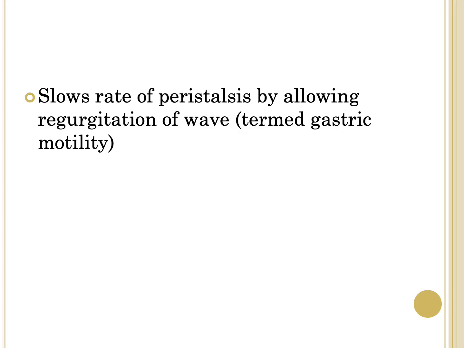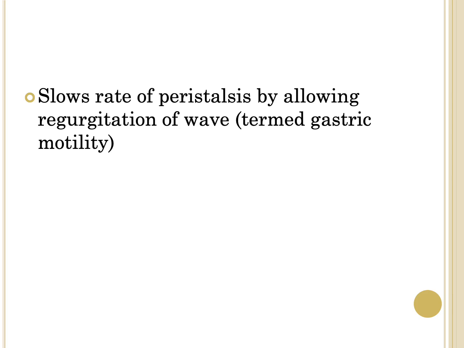Now, what ends up happening is that when we get to the stomach, we slow down this rate of peristaltic motion, allowing for increased activity and increased interaction between the digestive enzymes and solutions and the food materials itself. The motility that we see within the stomach is going to be referred to as gastric motility. The motility within the esophagus is referred to as esophageal motility. The motility within the intestines is referred to as intestinal motility.